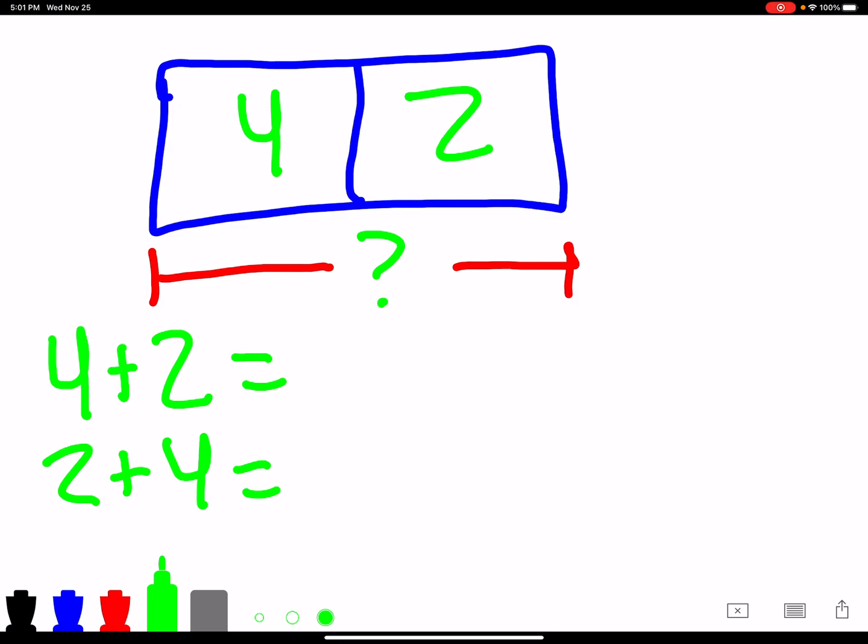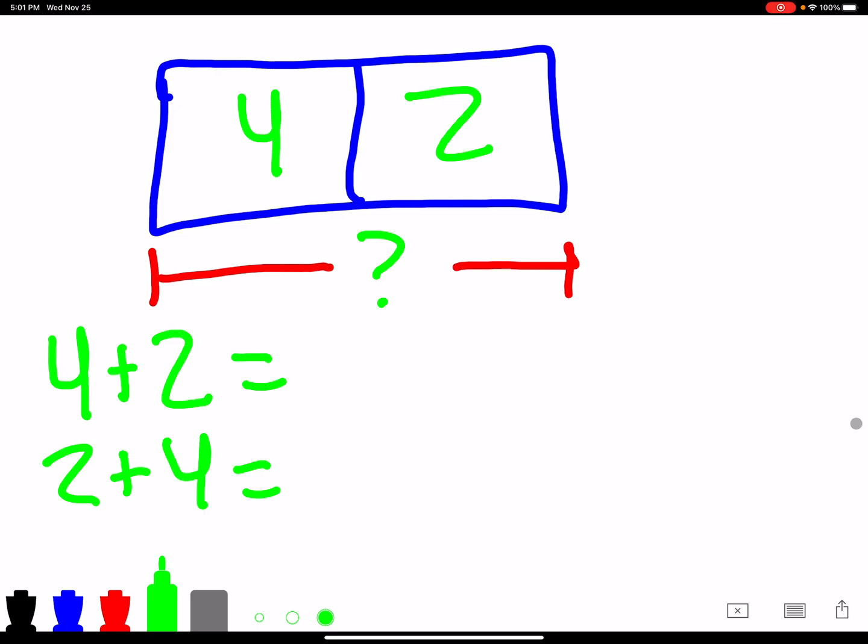But in subtraction equations, it's better to put the bigger number first. In middle school, it might be different because we'll learn about negatives then, but let's take it slow. So the bigger number will go first in the subtraction equation problem. But if we're trying to figure out our two parts at the top, also known as our addends, 4 plus 2 equals what?